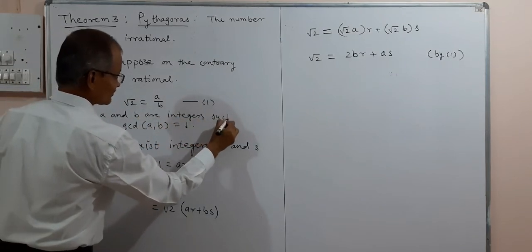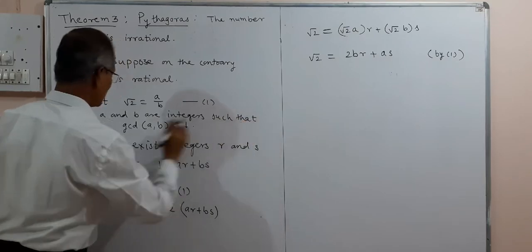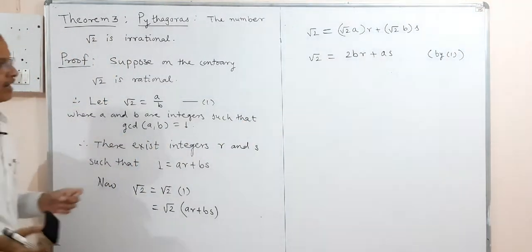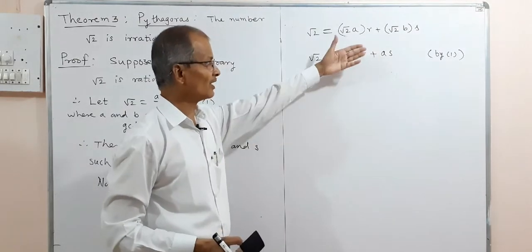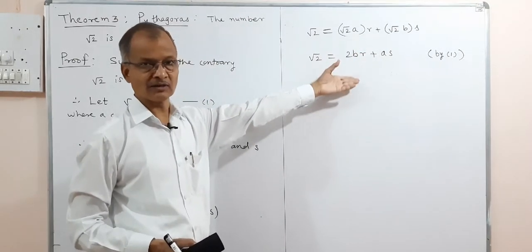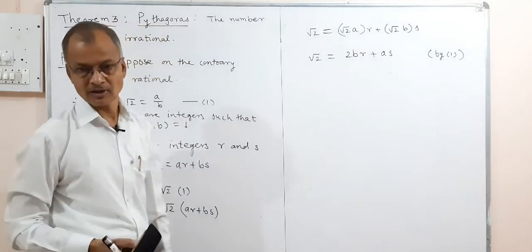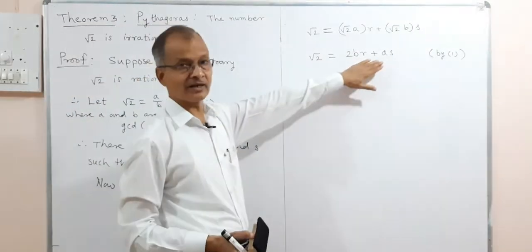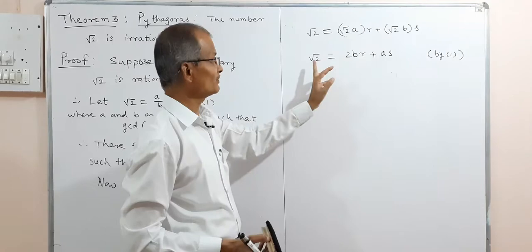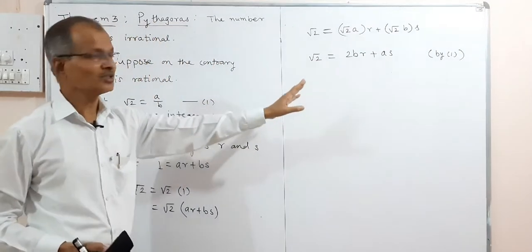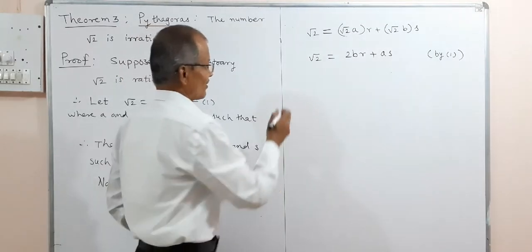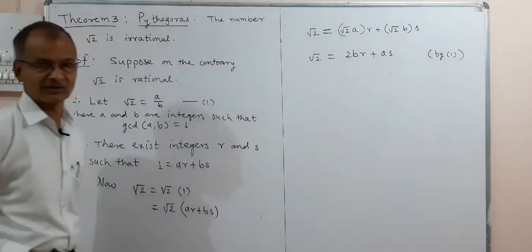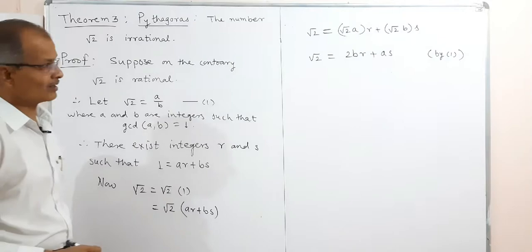Such that GCD of a, b is equal to 1. And now you see a, b are integers, r, s are integers, and therefore the product of integers is an integer, the sum of integers is also an integer, and that means the right side is an integer, but the left side is root 2. So this is what the result says, root 2 is an integer, and that is a contradiction. So root 2 cannot be an integer.